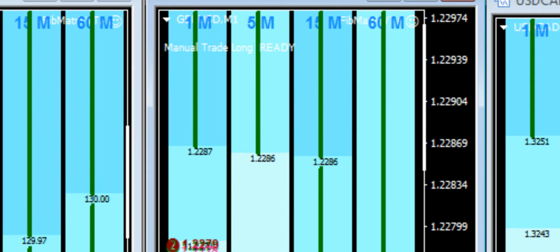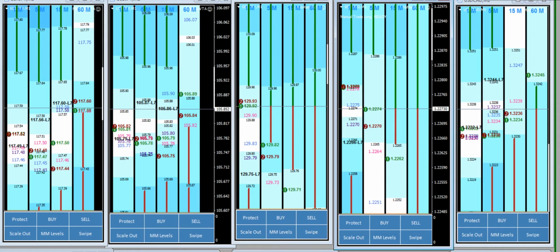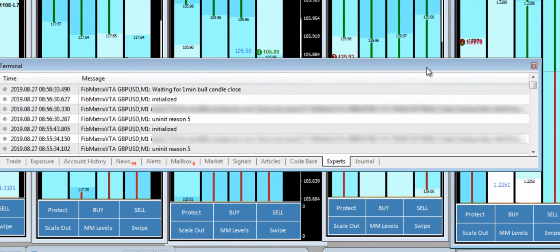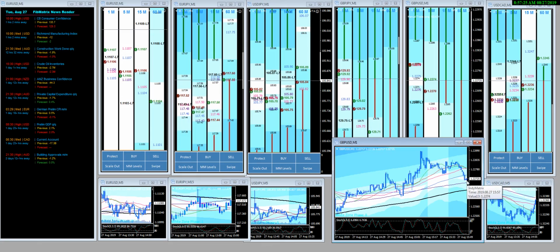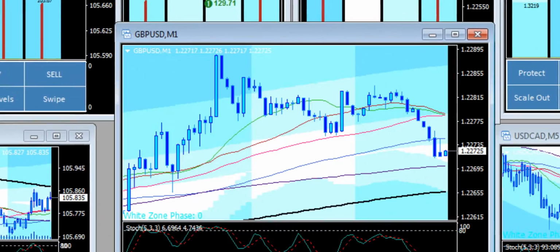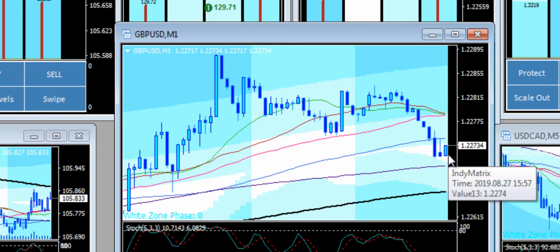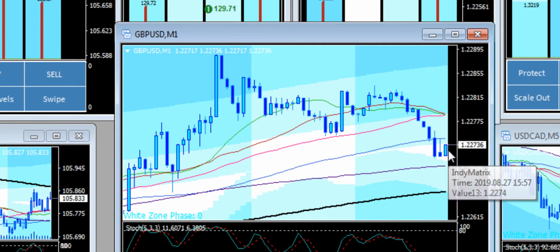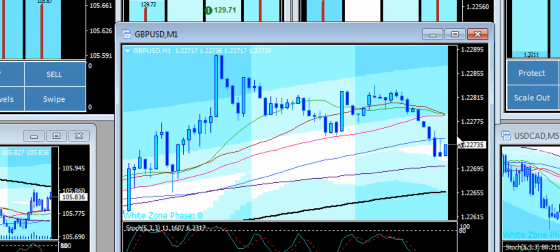It means I've clicked the buy button. It'll also show it in your experts tab down below. It'll say waiting for 1 minute bull candle close. So it's not entered yet. It's going to wait for a 1 minute bullish candle. It's starting to form one right now. If this candle forms and closes bullish, it won't enter yet, but the very next candle, all it has to do is break above the high of that candle, and we'll be in.